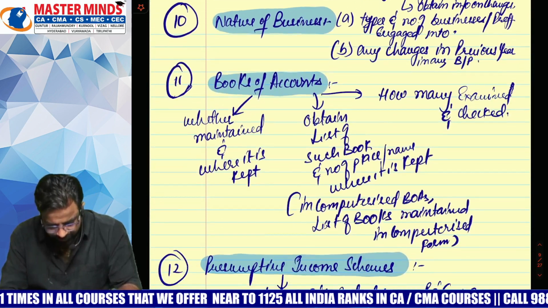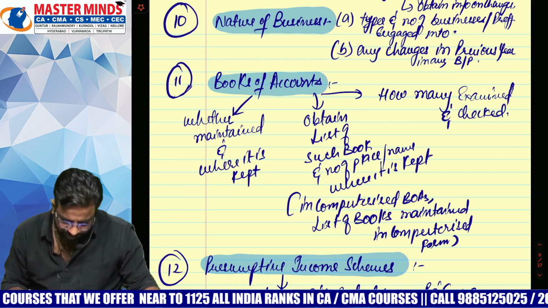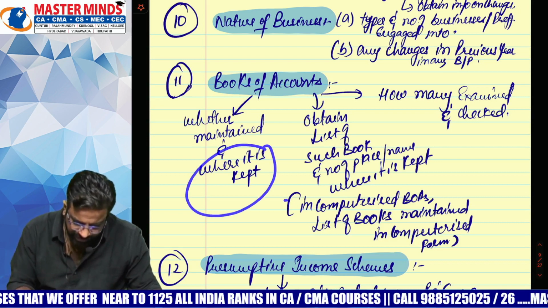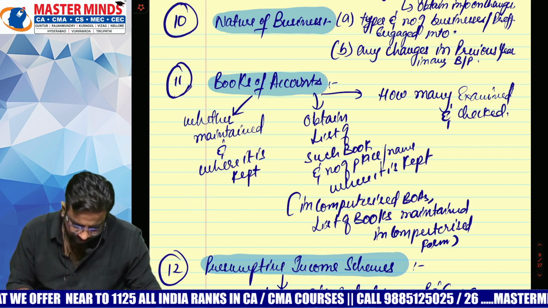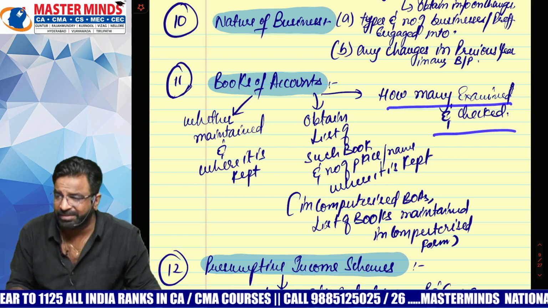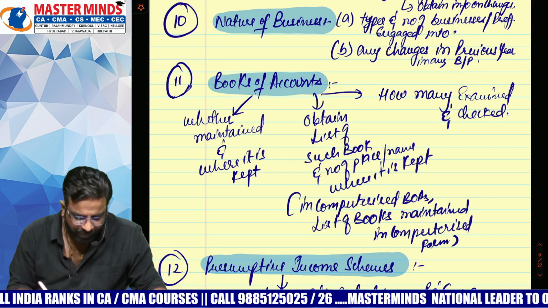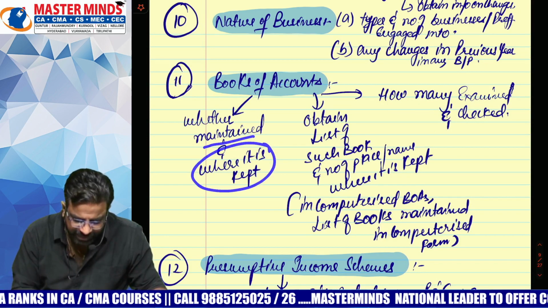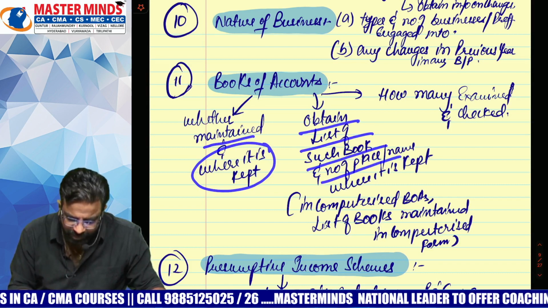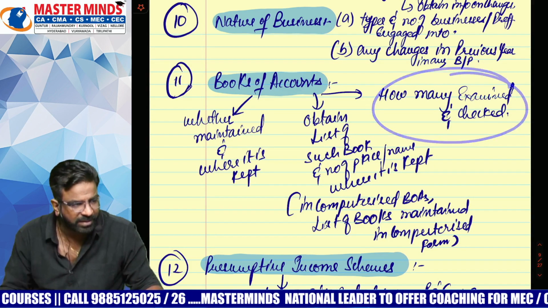11, books of accounts. Whether it is maintained or not, and where it is kept, and if it is kept at different locations, you have to keep the number of those locations and how many you have examined and checked. What are the 3 things you have to mention? Point number 1, whether maintained or not, where it is kept, obtain the list of such books and the number of places where it is kept, and how many you have examined and checked.